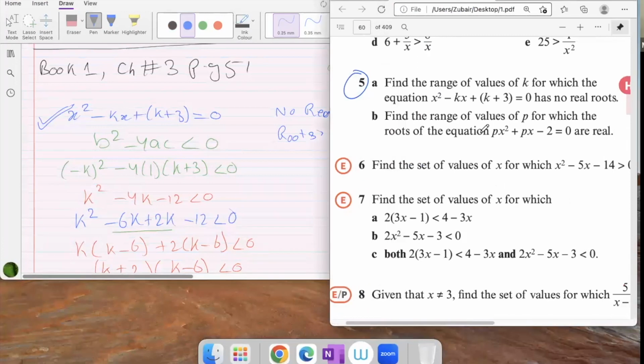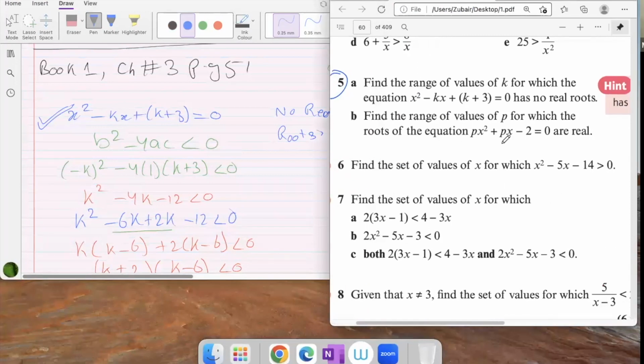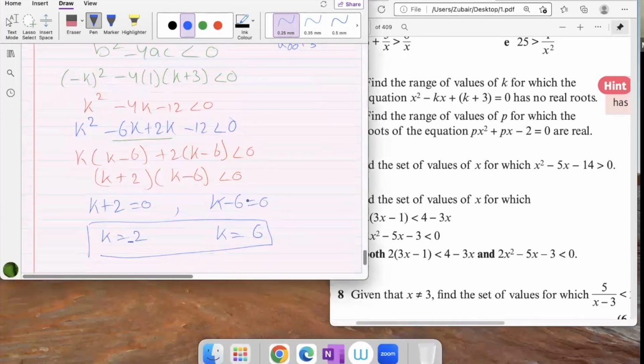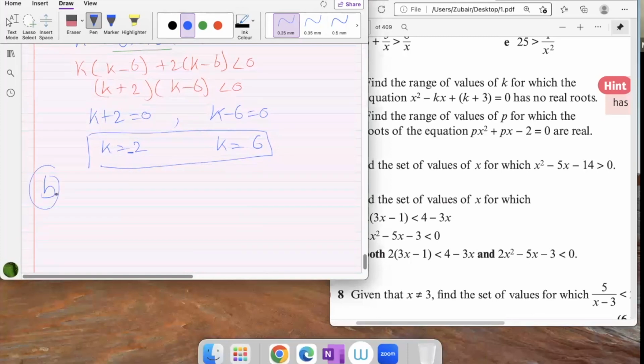Second part says find the range of values of p for which the roots of the equation are real. It says roots are real. So what sign will we use? px squared plus px minus 2 is equal to 0. b squared minus 4ac, this is 0. What sign should I use in this empty space? Greater than? Say that again. Greater than? We will use greater than and equal to both.